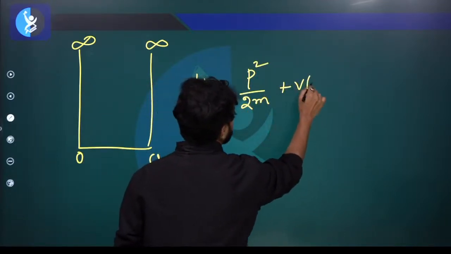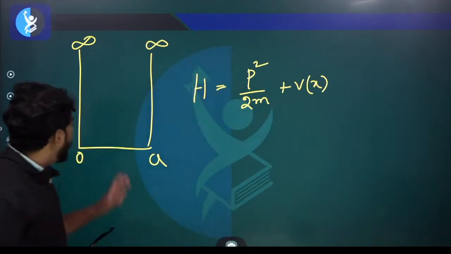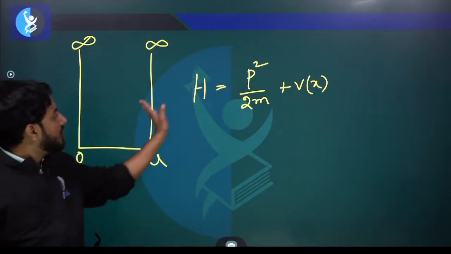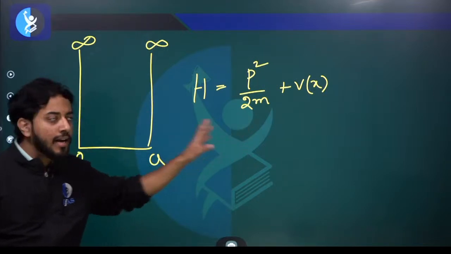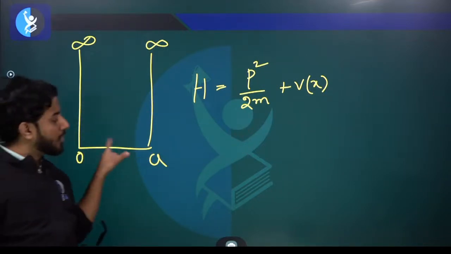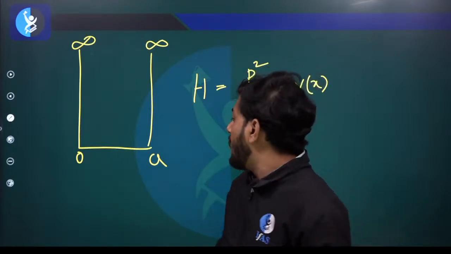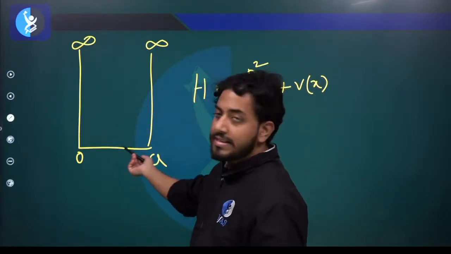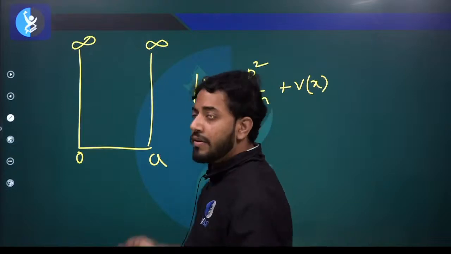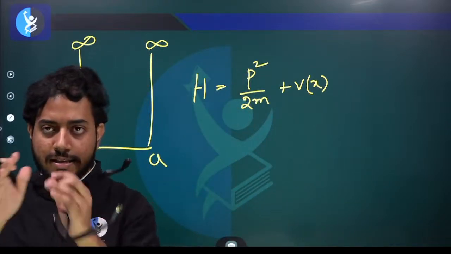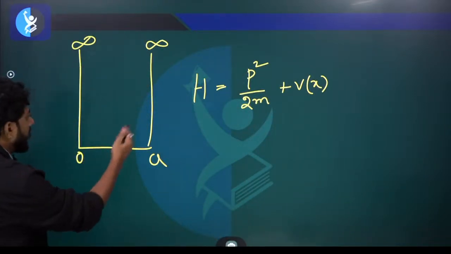Plus V of X. Now tell me, V of X is the potential. The potential is infinity for X greater than A and for X less than 0, and the potential is 0 in between, when X is greater than 0 but less than A. When the value of X is other than between 0 and A, the potential is infinite.